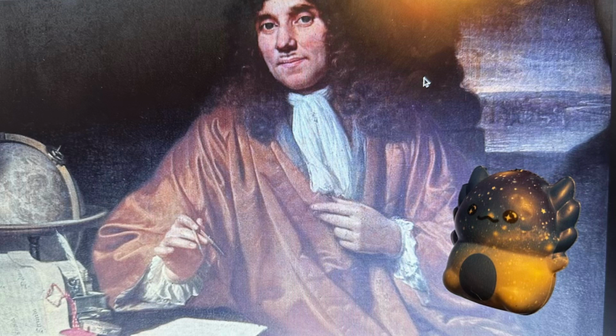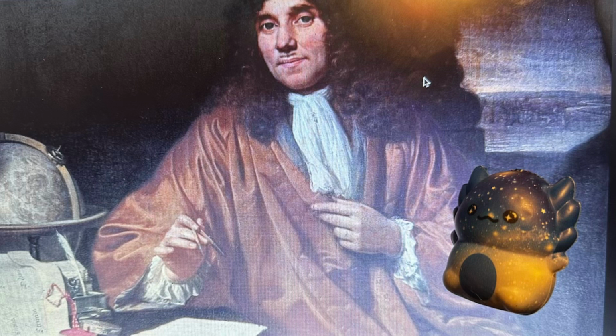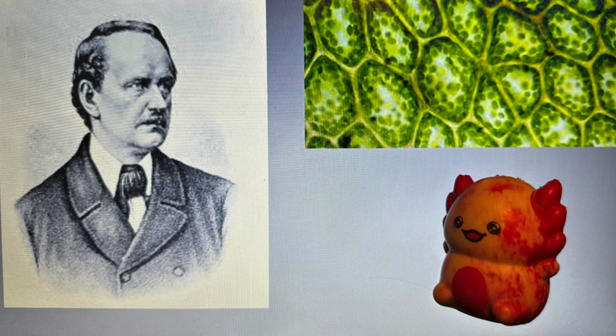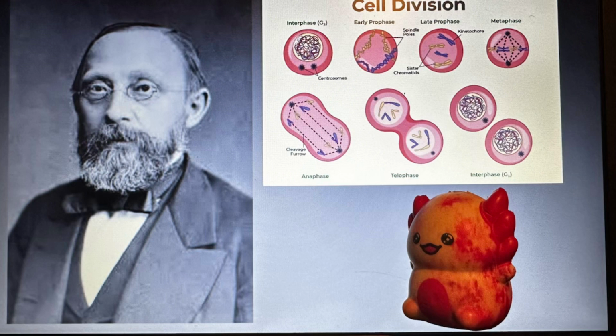Leeuwenhoek made microscopes consisting of a single high-quality lens of very short focal length. He improved the microscope from 30x to 300x. He is also called the father of microbiology. Schleiden concluded that all plants were made up of cells in 1838 when he looked at plant cells under a microscope. Schwann continued this theory by discovering that animals are also made up of cells. Virchow discovered that all cells come from pre-existing cells, ultimately concluding that all living organisms are made up of cells.